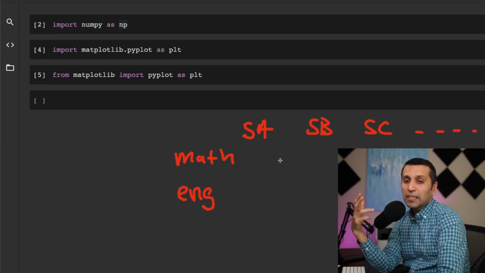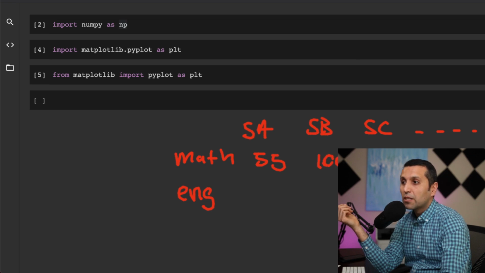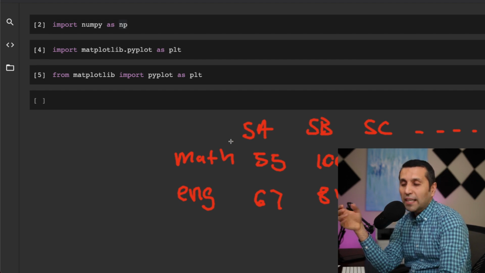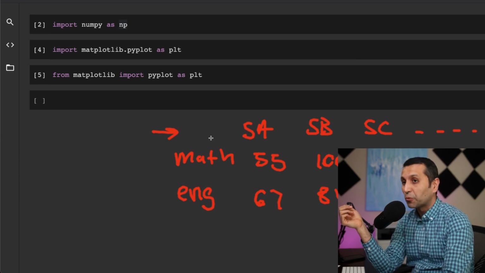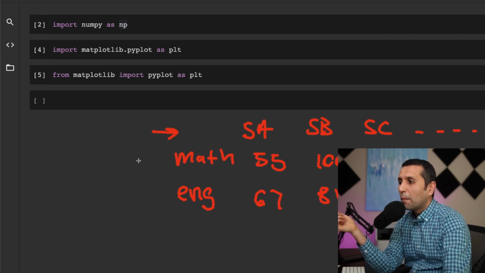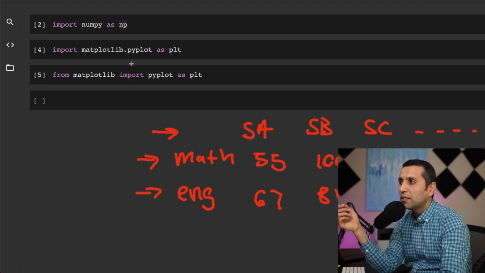After that, I'm going to generate random numbers. So I will say student A gets 55 in math class, student B gets 100, student C gets 97, and for the English classes I will say 67 here, 80, and 75 here. So I need three sets of data. One of them is the students' names, which I cannot generate randomly, so I will input them manually, calling them one by one. But for math and English, we are going to generate these numbers randomly using the NumPy library.